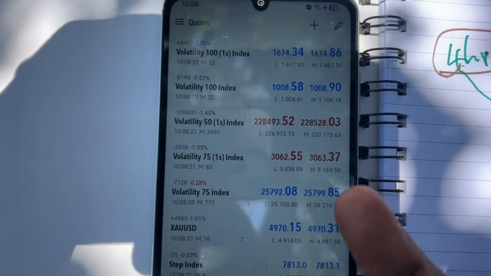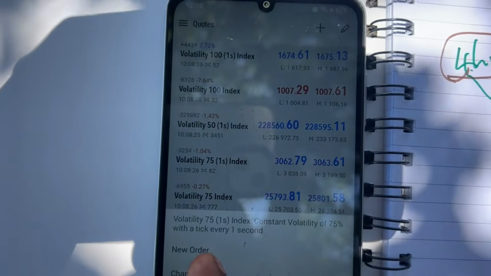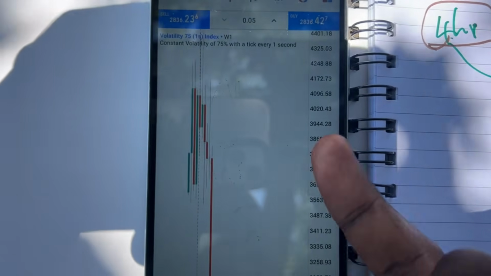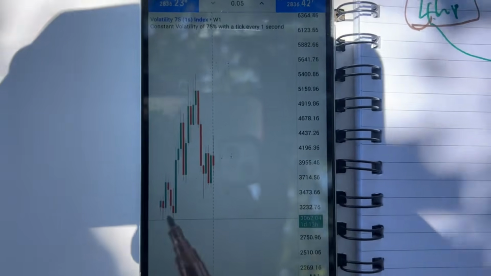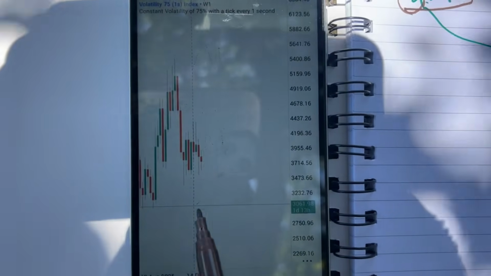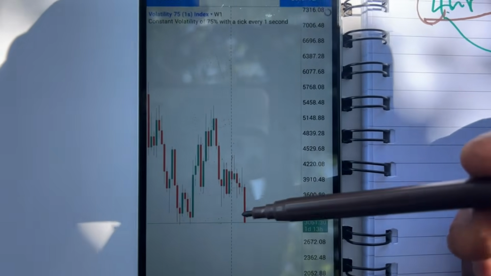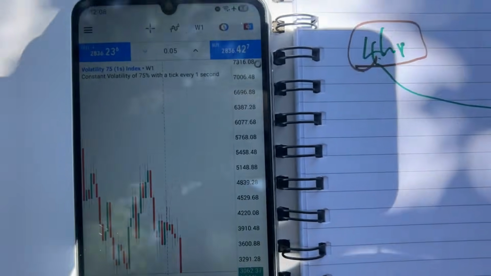There's nothing much that we can do in this trade, right? So if you like, maybe let's say there's another trade that you see, we go to volatility 75 (1s), we go to chart, we go to weekly. All right, this is a weekly chart. I want to show you something on a weekly. All right, on a weekly we have the support area here, where we're expecting the volatility 75 to push up.